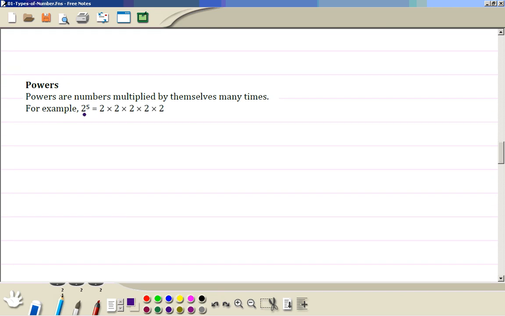Powers. So 2 to the power 5 means 2 times 2 times 2 times 2 times 2, which is 32. So 4 to the power 4 means 4 times 4 times 4 times 4. That is 16 times 16.